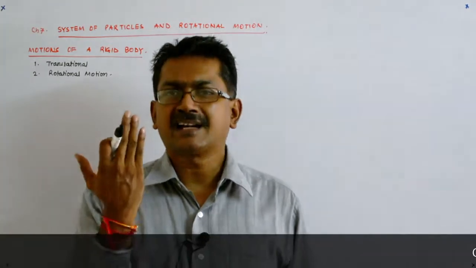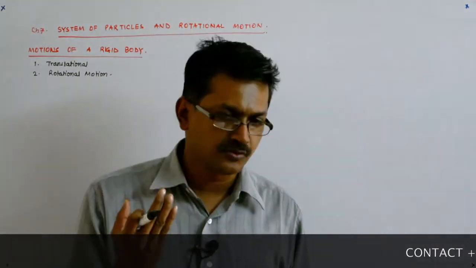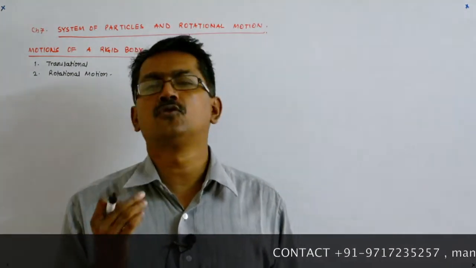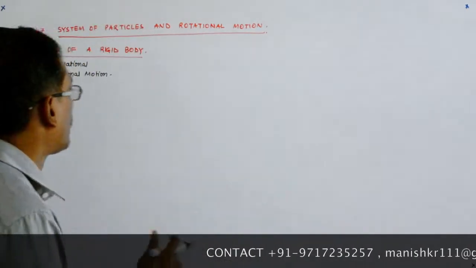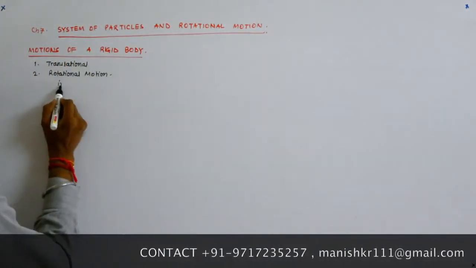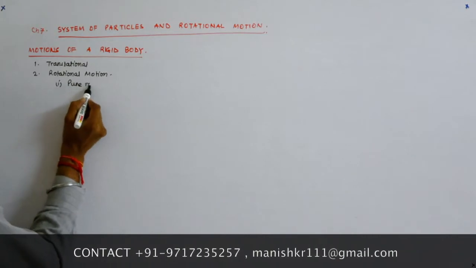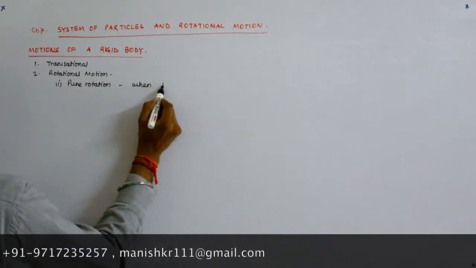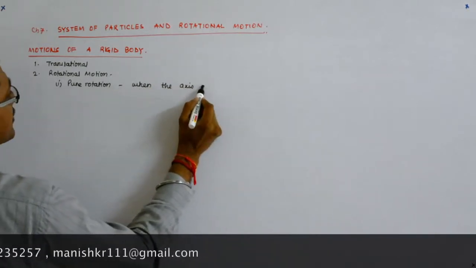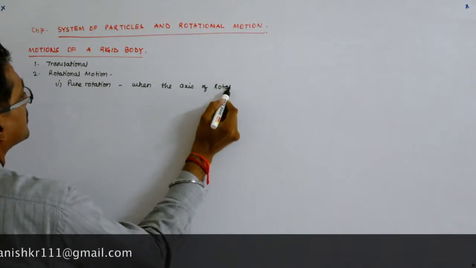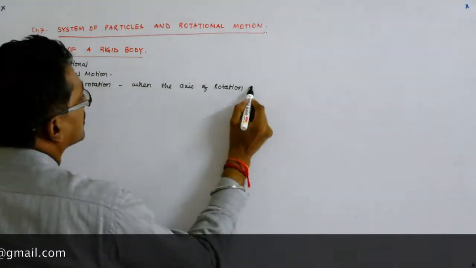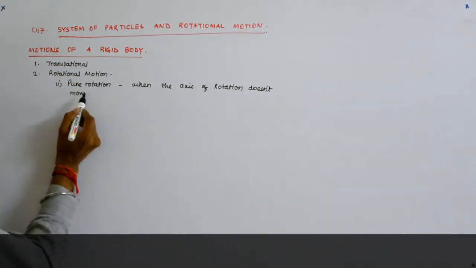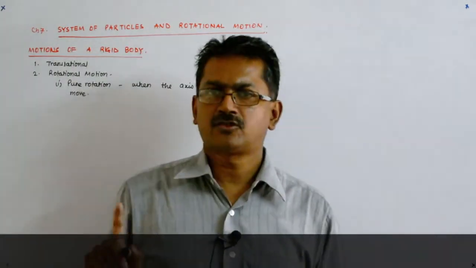When the axis of rotation does not move. You understand? When the axis of rotation does not move, that will be called a pure rotation. Okay? So it is called a pure rotation when the axis of rotation doesn't move. The axis of rotation is not moving.